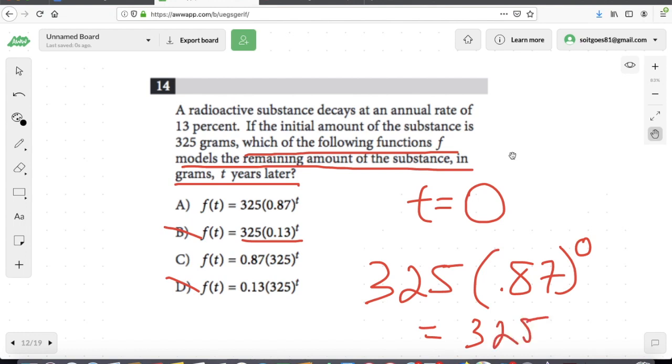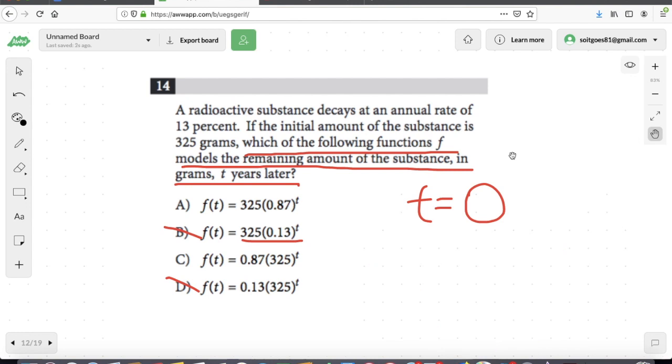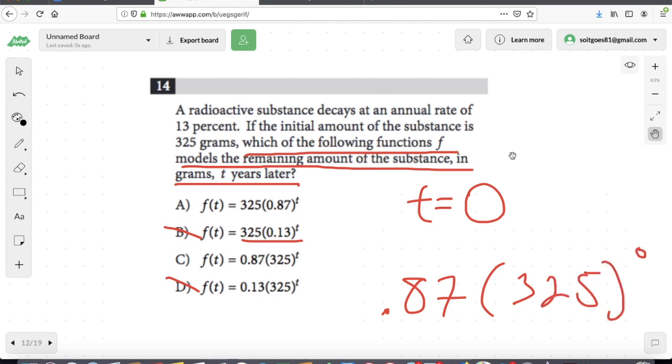Yes. Okay. All right. No time has passed, so let's keep answer choice A. That makes sense, right? If no time has passed, the correct answer should give us 325, which it does here. Okay? Yeah. Let's plug a 0 in for t into answer choice C. And I think you might be able to see the issue. We get 0.87 times 325 to the power of 0. What's 325 to the power of 0? 1. So that's going to give us 0.87. Does that sound like a 13% decrease?